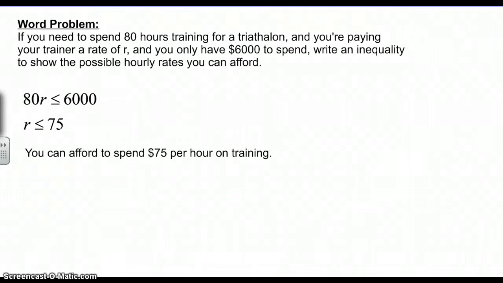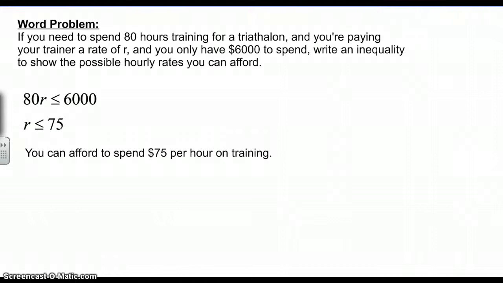Let's take a look at a simple word problem. If you need to spend 80 hours training for a triathlon and you're paying your trainer a rate, we'll call that R, and you only have $6,000 to spend to get ready for the triathlon, I'd like you to write an inequality to show the possible hourly rates that you can afford. If you need to spend 80 hours and the rate is R, then 80 times R would be the amount of money that you will be spending on training, right? So we have to set that less than or equal to your budgeted amount, which is 6,000.